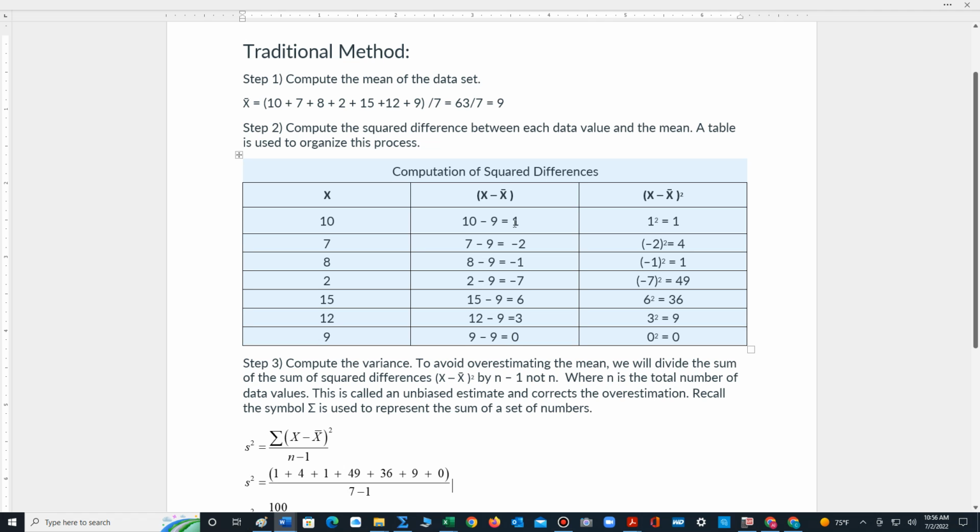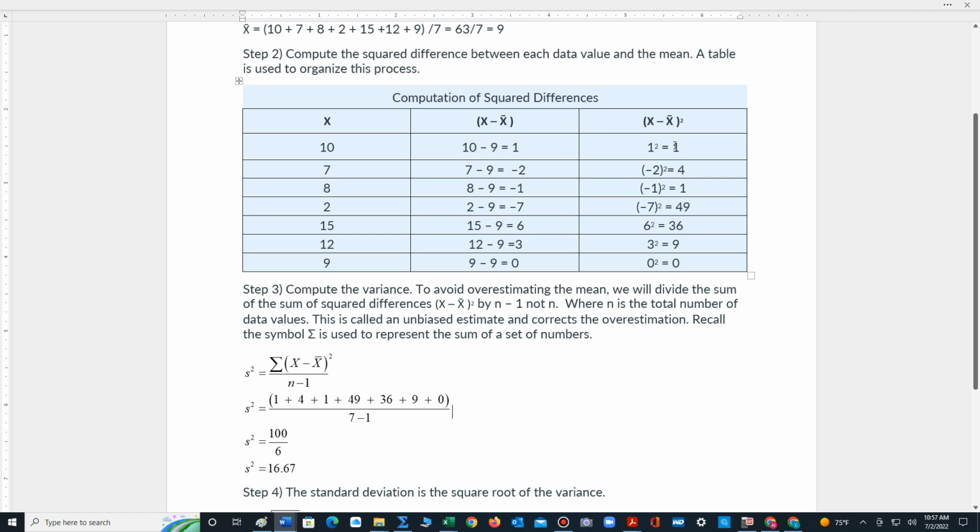Next, we square all these differences. So 1 squared is 1. Negative 2 squared is 4. Negative 1 squared is 1. Negative 7 squared is 49. 6 squared is 36. 3 squared is 9. 0 squared is 0.